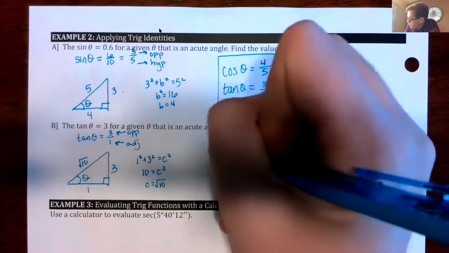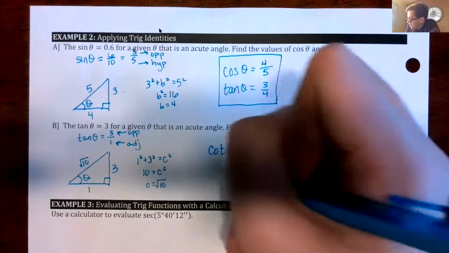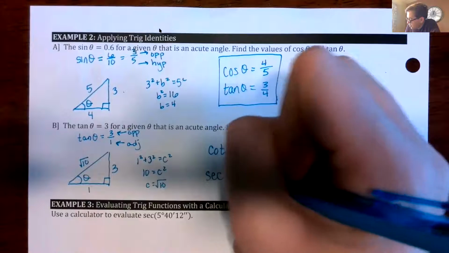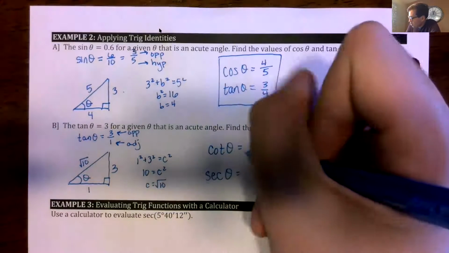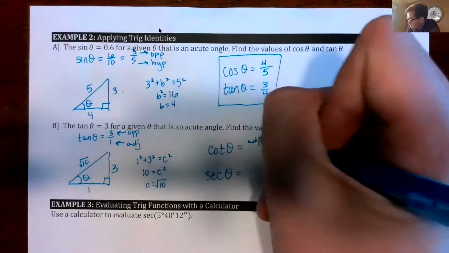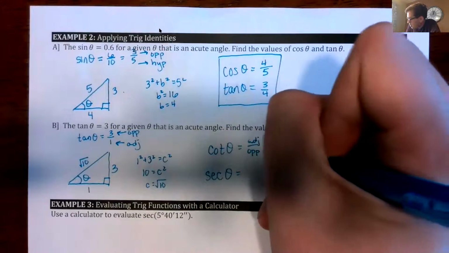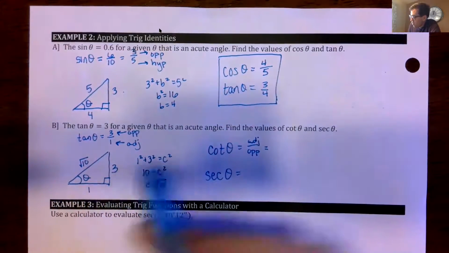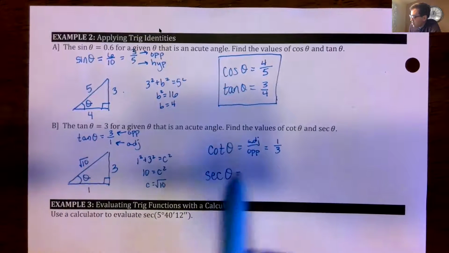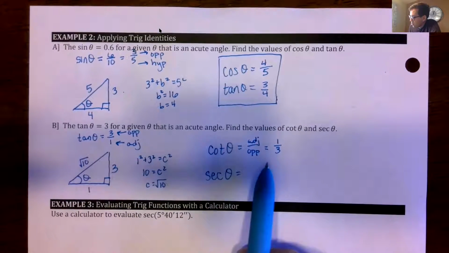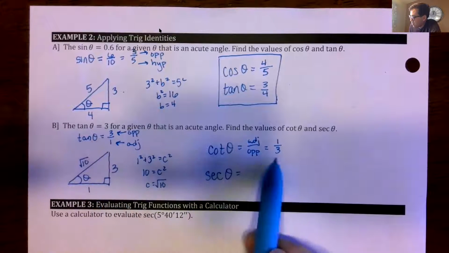And so we want cotangent and secant. So let's think about how that works with our right triangle. Cotangent is the reciprocal of tangent. So cotangent is going to be adjacent over opposite, which will be 1 over 3. We didn't even need to find the root 10 in order to solve that one, right? Cotangent is the reciprocal of tangent, so we just flip that and we get it.